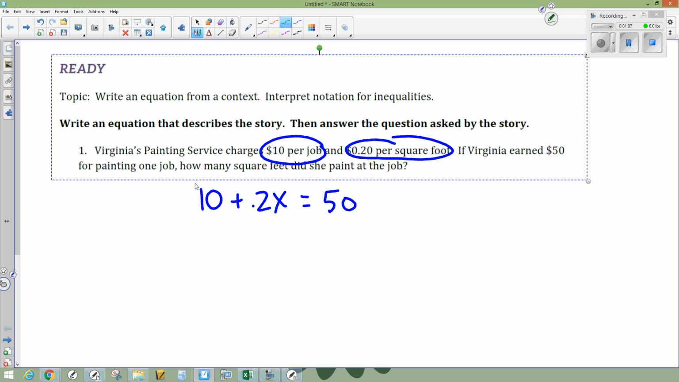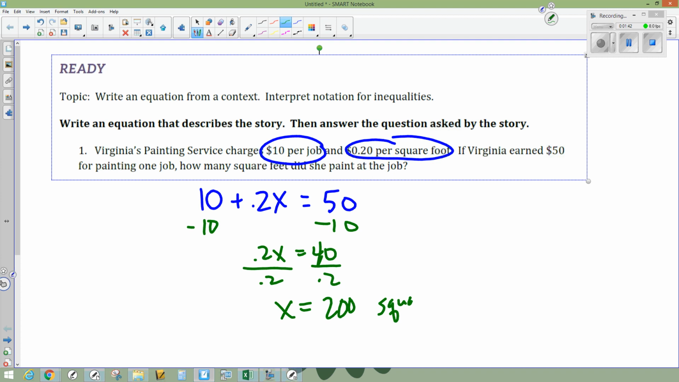Now if we go to solve this equation, I'm going to start by subtracting 10. So I have 0.2x is equal to 40. And then dividing by 0.2, which is going to give me a big number. 40 divided by 0.2, I believe, is going to be about 200. Let me get a calculator here real quick. Yep, 200. So 200 square feet is what she ended up painting. Importantly though, we want to make sure we can write the equation and then solve the equation.